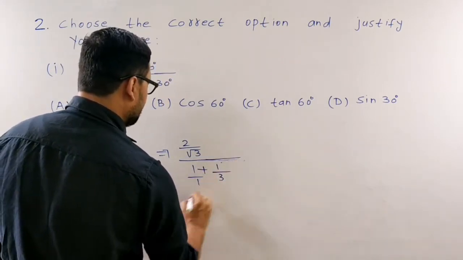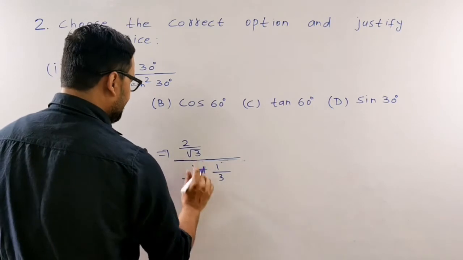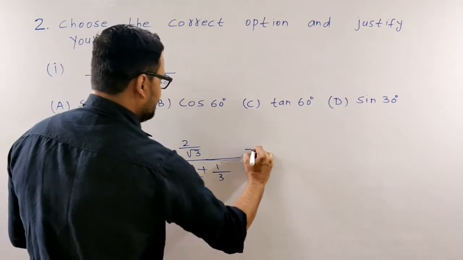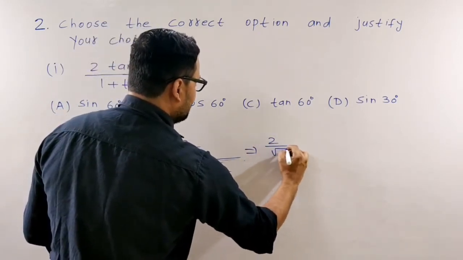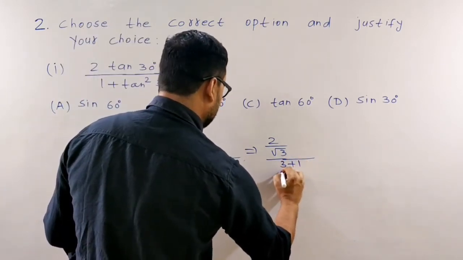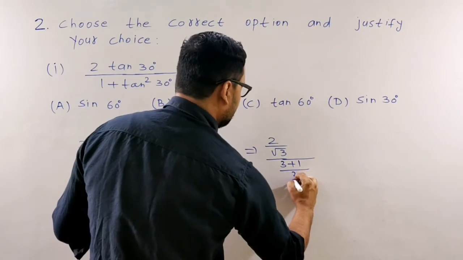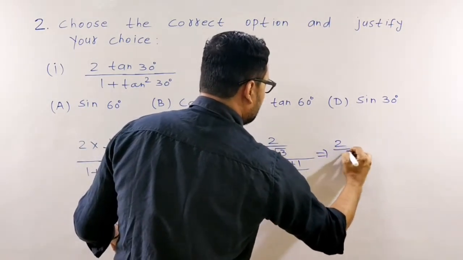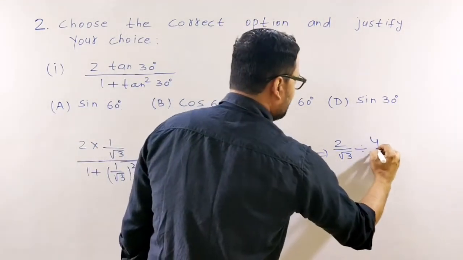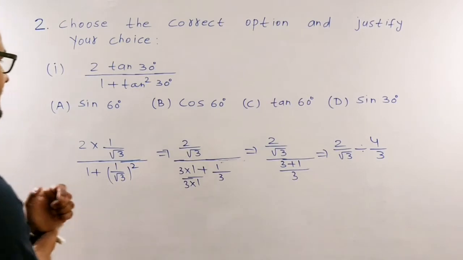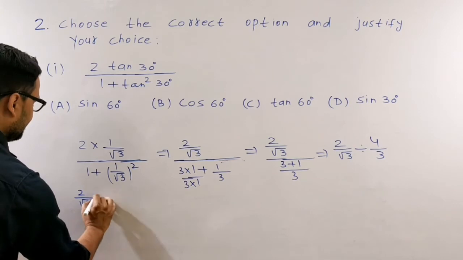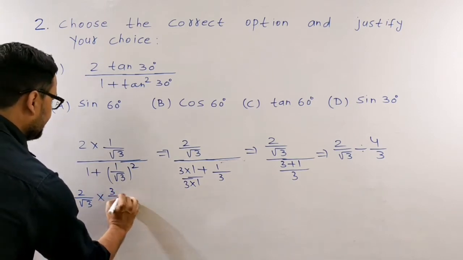Now 1 means 1 by 1. So again the LCM of 1 and 3 is 3. So we can convert it as like fractions. So we got 2 by root 3 divided by (3 plus 1) divided by 3. When we simplify, we got 2 by root 3 and I can write it as divided by 3 plus 1, 4 by 3. Now, I am going to continue, 2 by root 3 then into 3 by 4.